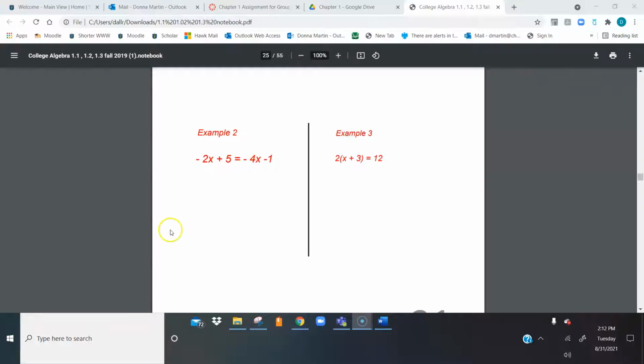Tackle example 2 first. Notice that example 2 does not have grouping symbols. It does have a linear term on the left, the negative 2x, and a linear term on the right, the negative 4x. It also has a constant of positive 5 on the left and negative 1 on the right. In order to solve this, we'll need to combine the like terms. In other words, have all the linear terms on one side, have all the constant terms on the other side. It'll look something like this.